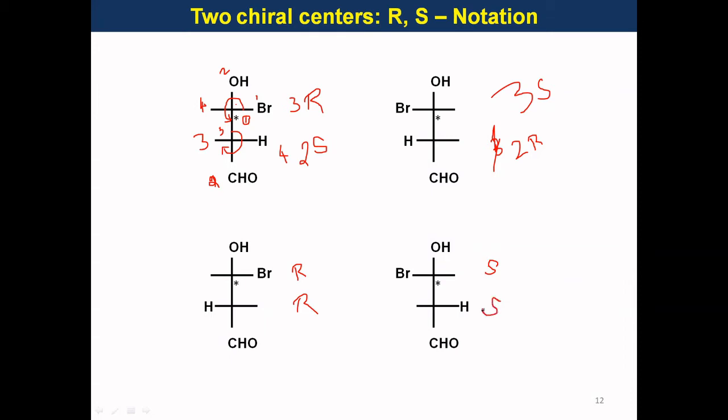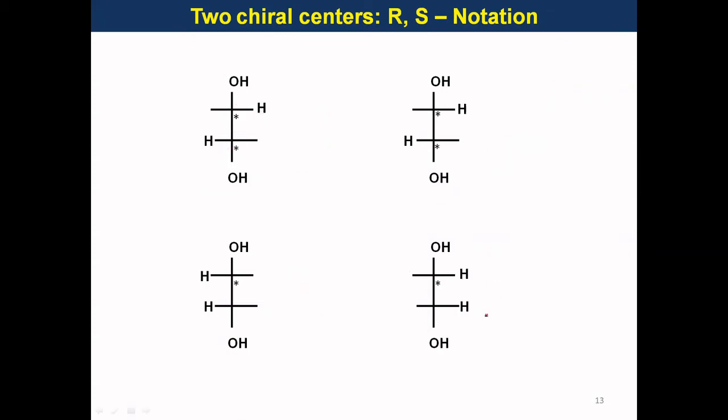Next we will move on to the compounds with two chiral centers but they have similar attachments. Similar attachment in the sense, if you take this chiral atom, this is attached to one hydrogen, OH and CH3. Here also it is attached to hydrogen, OH, CH3. So if similar types of groups or atoms are attached to the chiral centers, what will happen? That's what we are going to see.